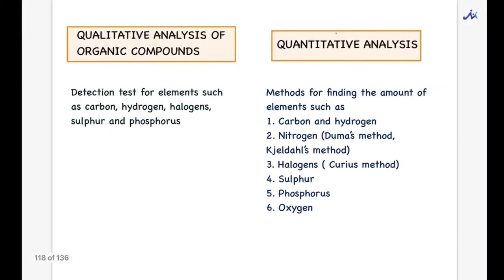Last topic is qualitative and quantitative analysis of organic compounds. In qualitative analysis, detection tests for elements such as carbon, hydrogen, halogen, sulfur, and phosphorus need to be studied. Similarly, quantitative analysis methods for determining the amount of elements such as carbon, hydrogen, nitrogen, halogen, phosphorus, and oxygen. And among them, Kjeldahl's method is very important.